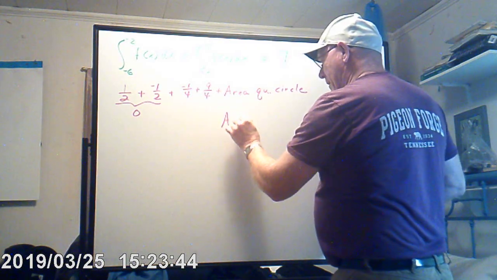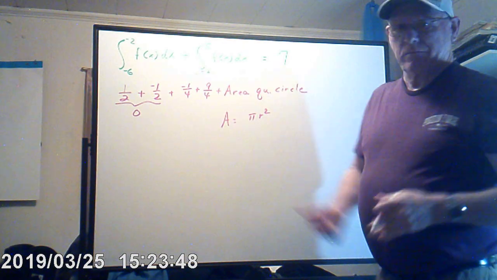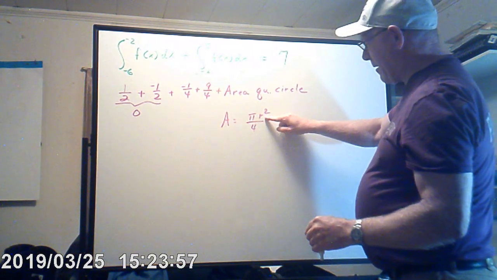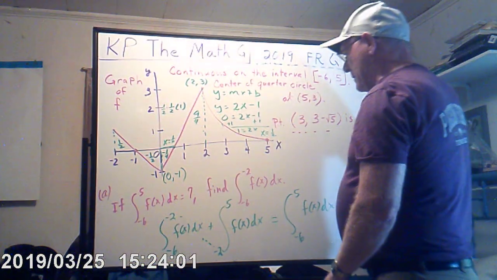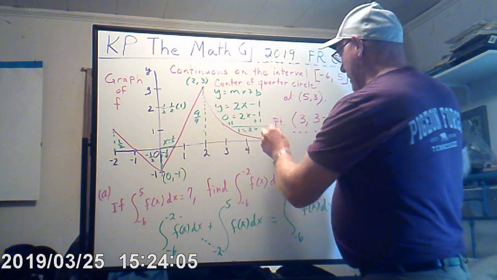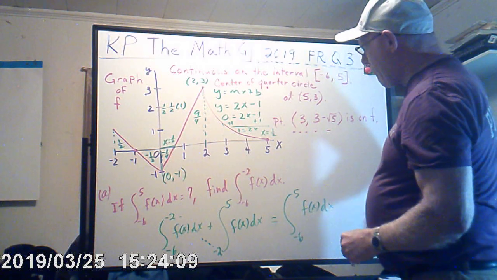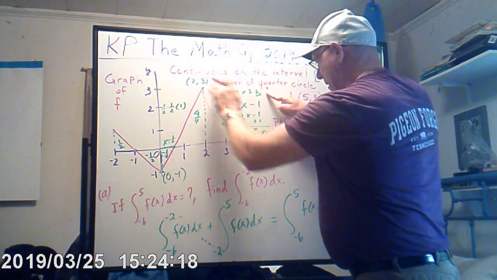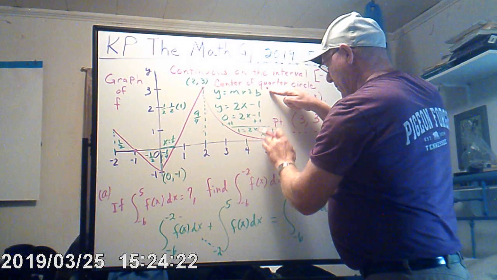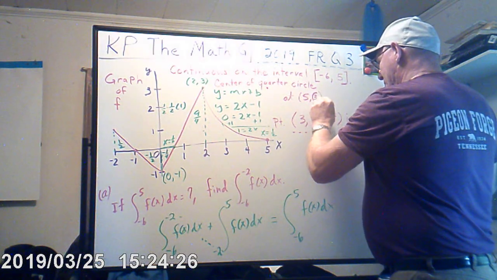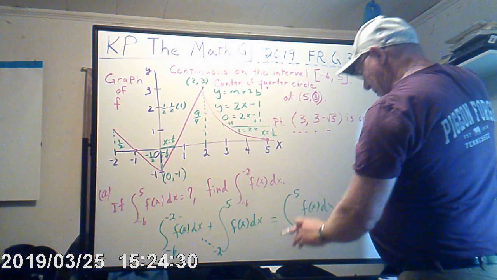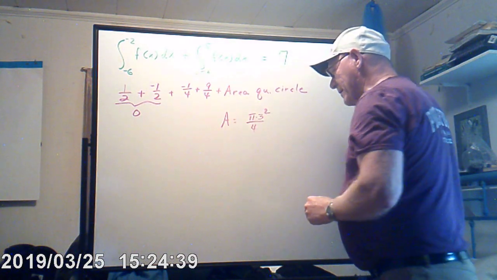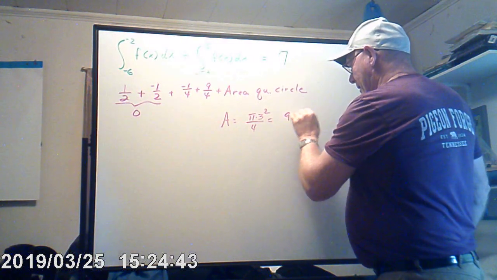Now the area of a circle, of course, is pi r squared. But since it's a quarter circle, what are we going to multiply by? Multiply by 1/4. Now let's figure out what r is very quickly. We know that the center is at (5, 3). Counting down 1, 2, 3, I'm 3 units up. This tells me my radius r is 3. So 1/4 times pi times 3 squared, which is actually 9 pi over 4.